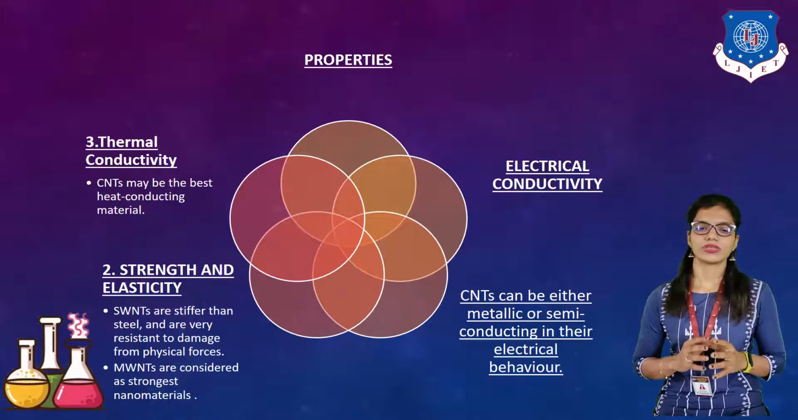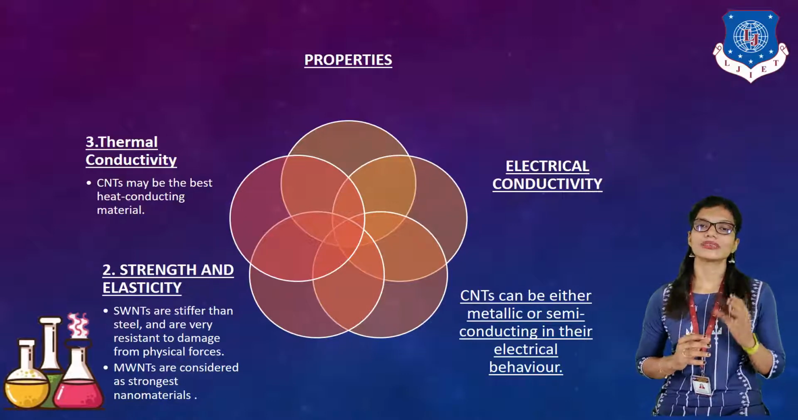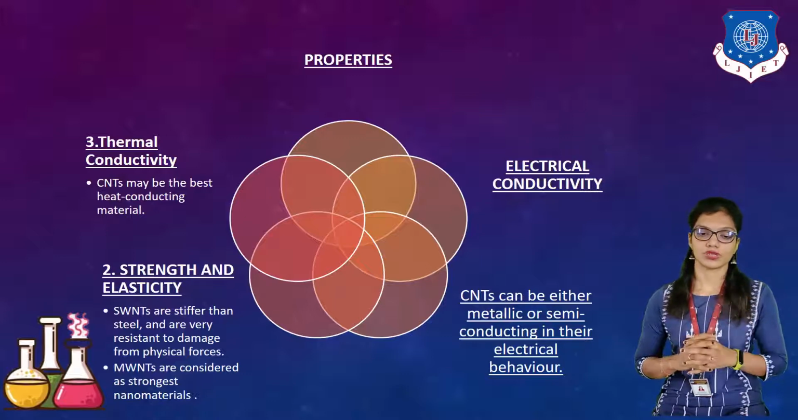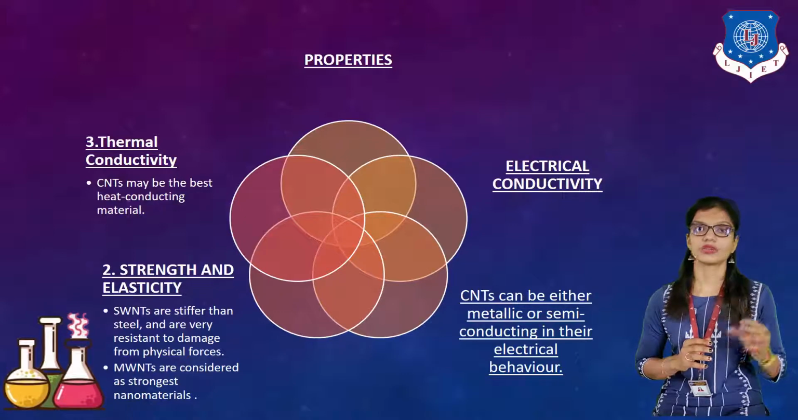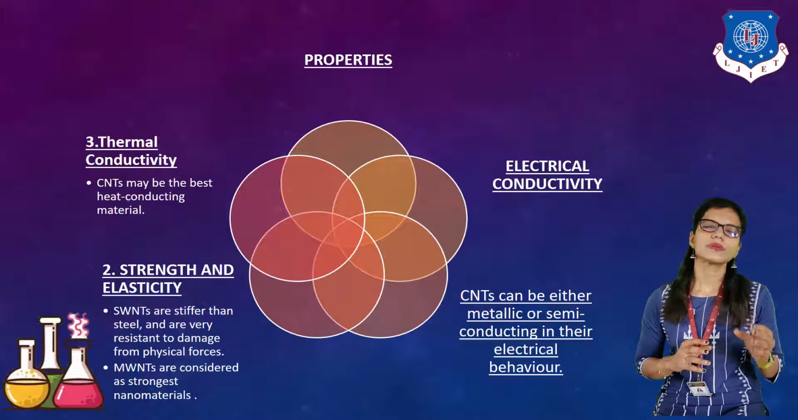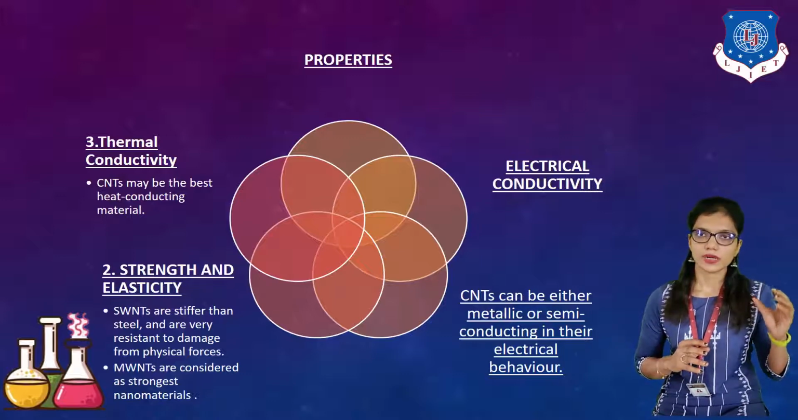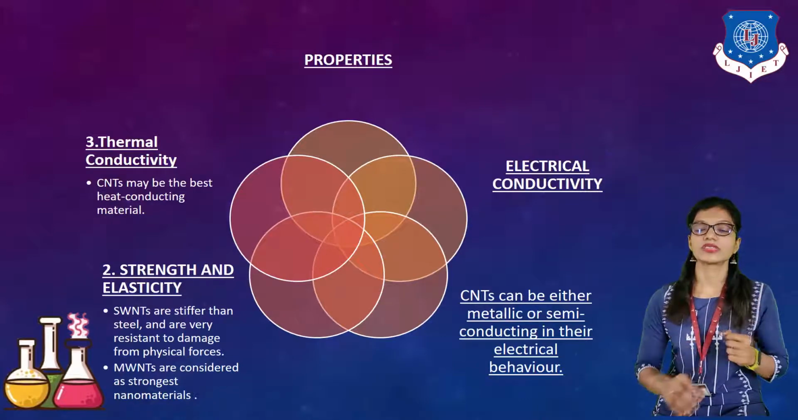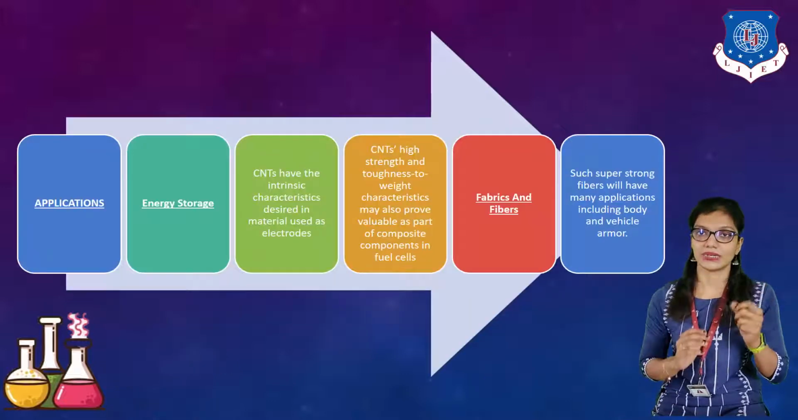The second property is strength and elasticity. SWNTs, single-walled nanotubes, are stiffer than steel and are very resistant to damage from physical forces. MWNTs are considered the strongest nanomaterials present to date. Similarly, we have thermal conductivity. CNTs are considered the best heat conducting materials.